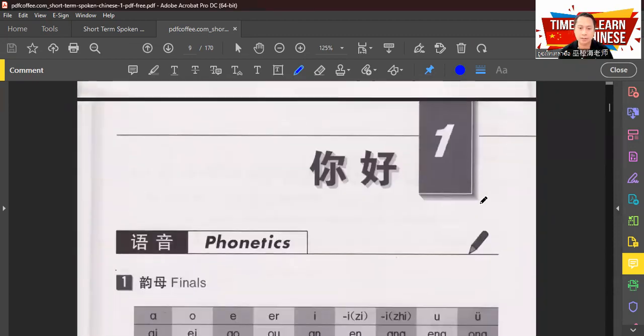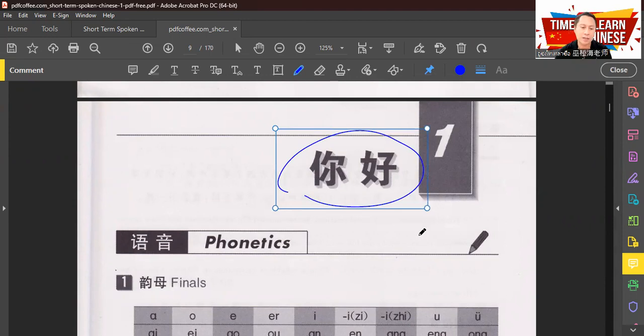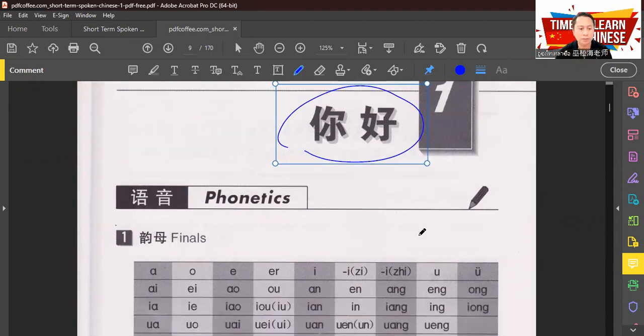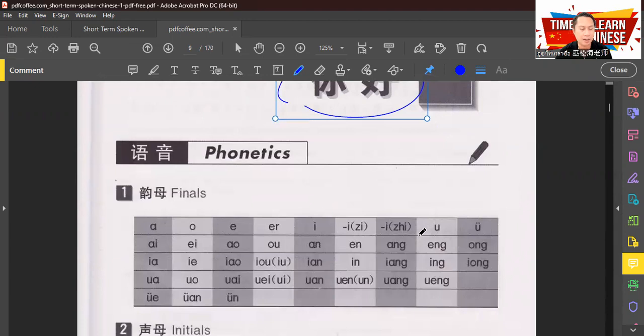The first lesson is 你好, 你好. 你好 in Chinese means hello. Firstly, I would like to present the phonetics. We have to review the finals first.